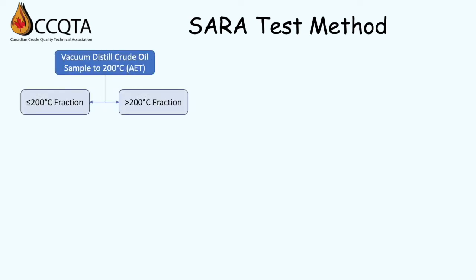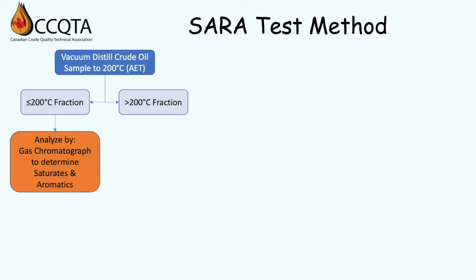A vacuum distillation is performed to split the sample, for example, into less than 200 C and greater than 200 C fractions. The less than 200 C fraction ideally is then analyzed by gas chromatography to quantitate the amount of saturates and aromatics in that fraction so that they can be included in the mass balance later. However, another common practice is to simply use a predetermined ratio of the saturates to aromatics and apply that to that mass fraction. For light samples which may have a large light fraction, this can impact the final SARA ratios. Coming up, you'll see why correct SARA data is important.